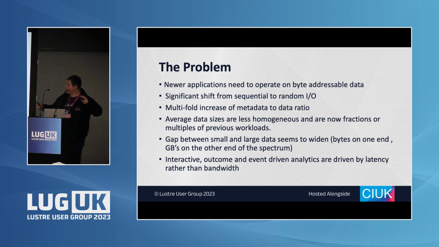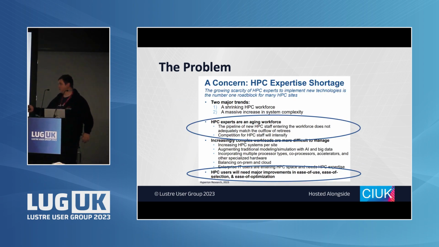So the real problem is actually something that Hyperion Research pointed out in May at ISC. They mentioned that HPC experts are an aging workforce, and we actually have a bunch of talent that is aging out. The problem with that is that we need to start getting the next generation of people on board, right?